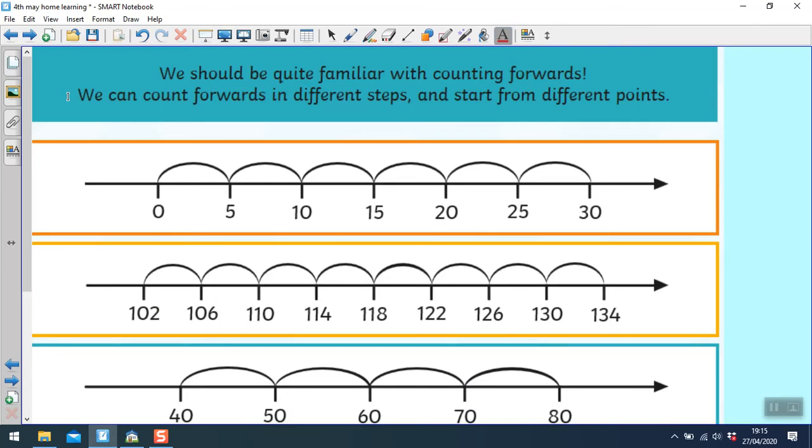We should be quite familiar with counting forwards. We can count forwards in different steps and start from different points. 0, 5, 10, 15, 20, 25, 30. What are we counting in? We're counting in 5s. 102, 106, 110, 114, 118, 122, 126, 130, 134. What are you counting in here? You're right, you're counting in 4s. And then underneath, 40, 50, 60, 70, 80, you're counting in 10s.